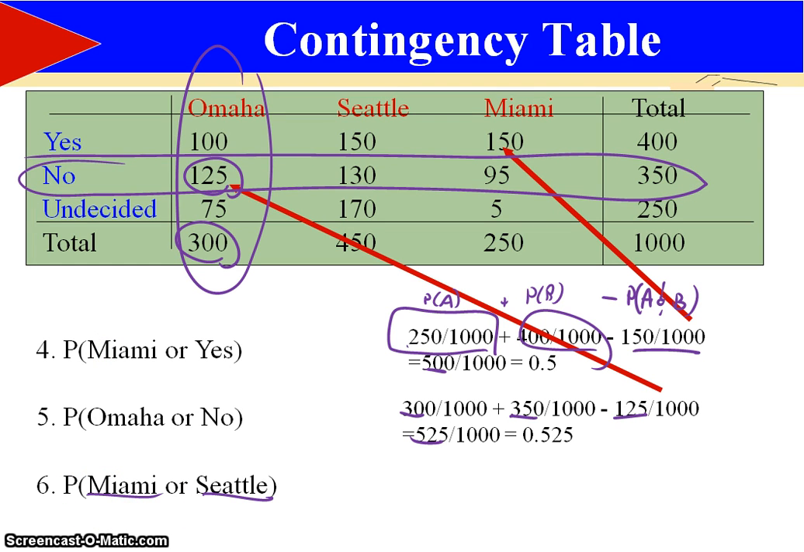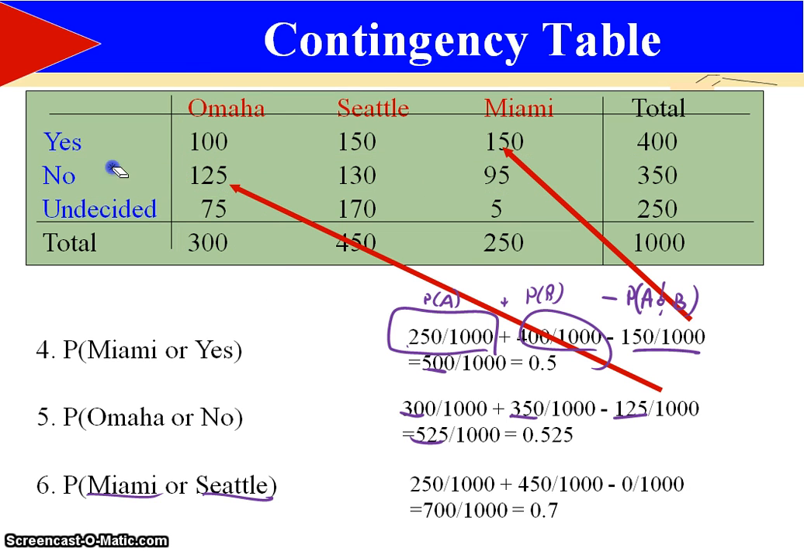So the probability they're from Miami or Seattle. Well, this one is different in the fact that these are mutually exclusive events. So you can find the probability that they're from Miami. The probability that they're from Miami is 250 over 1,000. Probability they're from Seattle is 450 out of 1,000, minus the probability they're from Miami and Seattle, which is 0, because they are mutually exclusive events. So 250 plus 450 is 700 over 1,000. So some people may be asking, well, do you really need to subtract off the 0? Well, here's the rule.